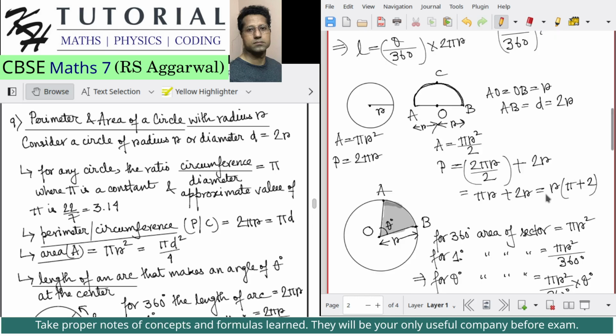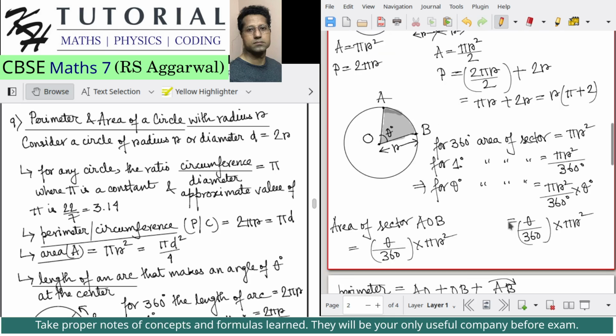What will be its perimeter? Its perimeter will be half of the circumference, which is pi r, and the diameter. So pi r plus diameter d, which is equal to twice r. So pi r plus twice r, which is equal to r into (pi plus 2).